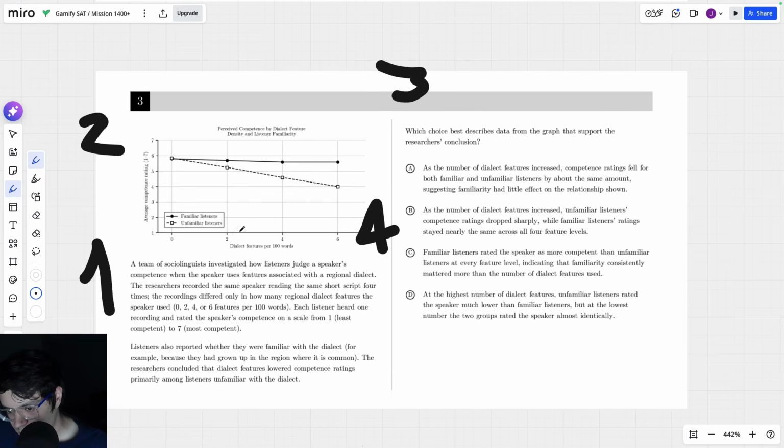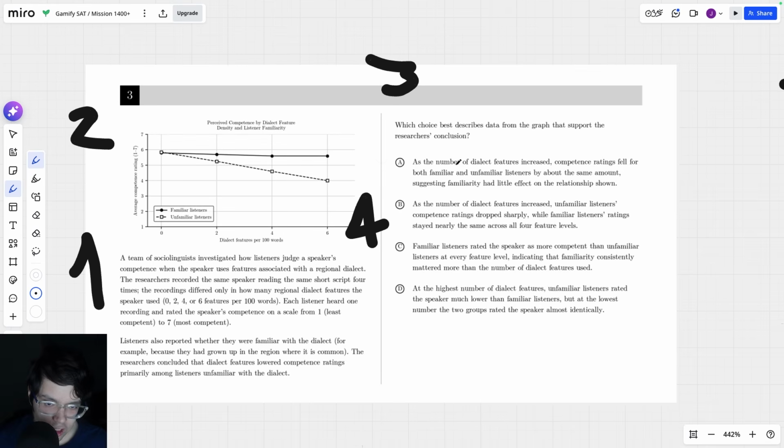So we look at this here. Dialect features, average competence. Okay, so as you increase the amount of dialect features, the average competence goes down, especially with the unfamiliar people. So that makes sense. Making a prediction, which best describes data from the graph that supports the research conclusion. Okay, so it's going to say here that it decreased faster when it was unfamiliar than for a familiar one.